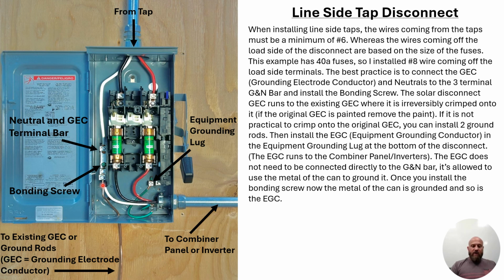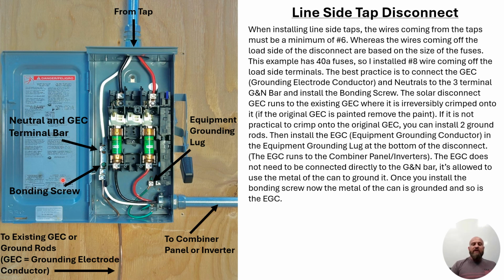Then we have the grounding electrode conductor. This wire is required to be a minimum of number 6. In some scenarios, it might run back through the conduit, and in other scenarios, it's run surface mount. When it's ran surface mount, it needs to go down and connect to the existing grounding electrode conductor where it's irreversibly crimped. If you cannot find the existing grounding electrode conductor, you can install 2 new ground rods.